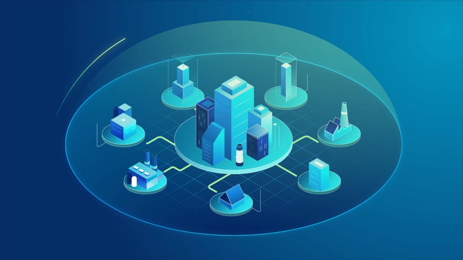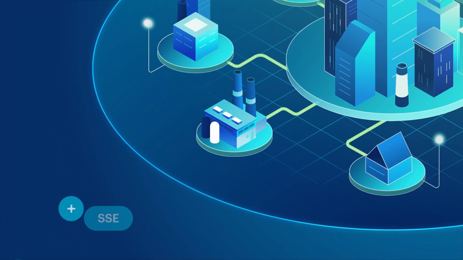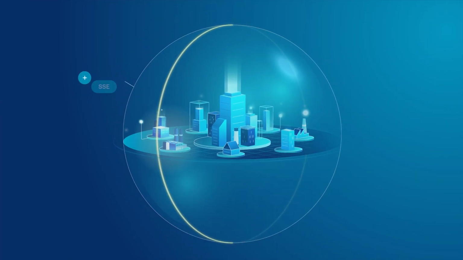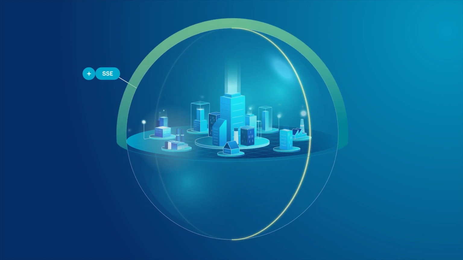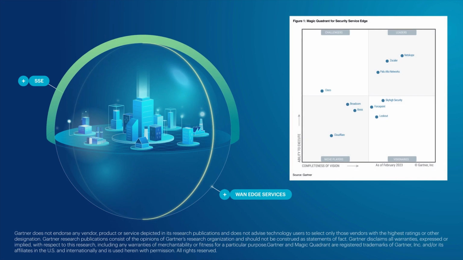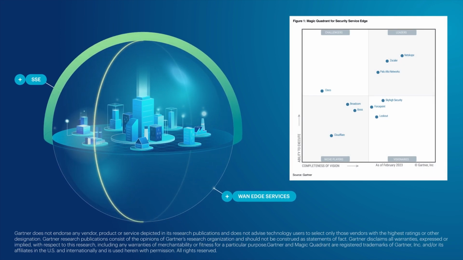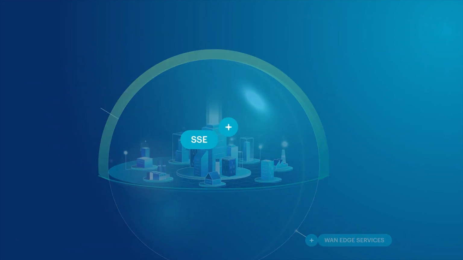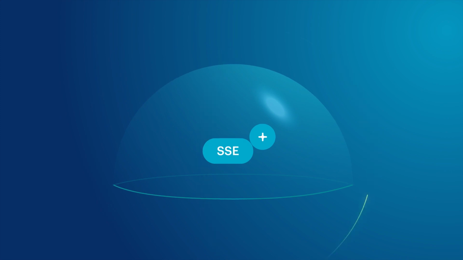There's a lot of talk these days about a security service edge, or SSE for short. SSE is one half of a SASE architecture, with the second half being WAN edge services. And you'll find all sorts of information, including the Gartner Magic Quadrant for SSE. But what is it, and why should you care?